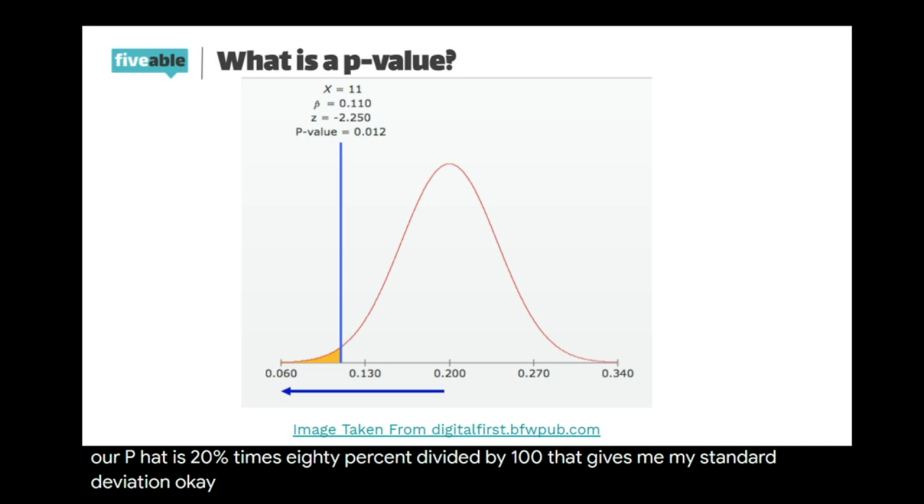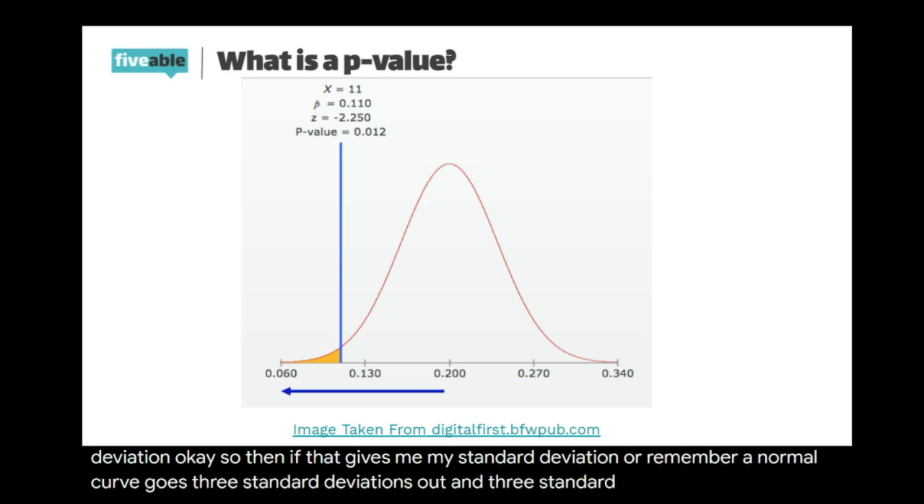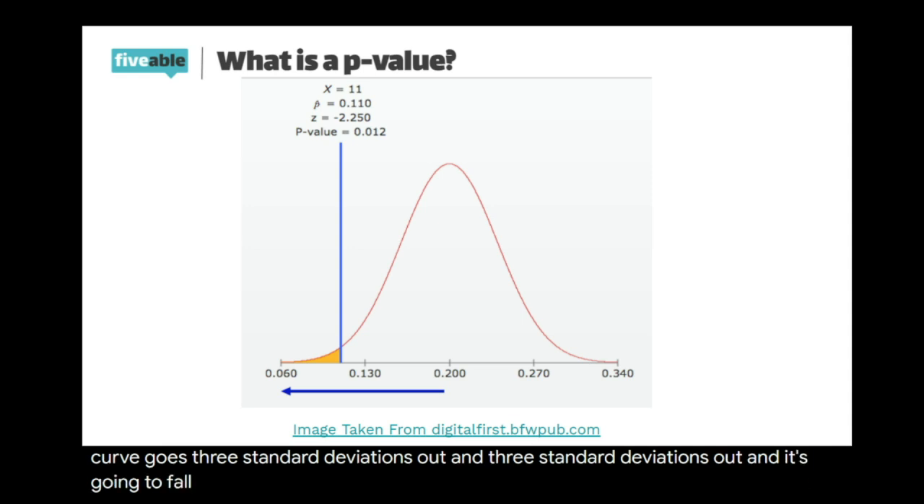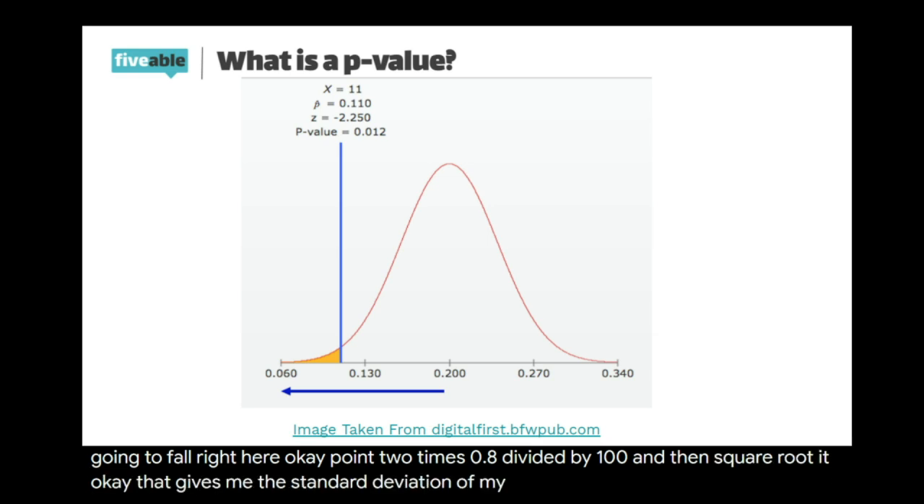Okay, so that gives me my standard deviation. Now remember, a normal curve goes 3 standard deviations out and 3 standard deviations out. And it's going to fall right here. Okay, 0.2 times 0.8 divided by 100 and then square root it. That gives me the standard deviation of my normal curve.